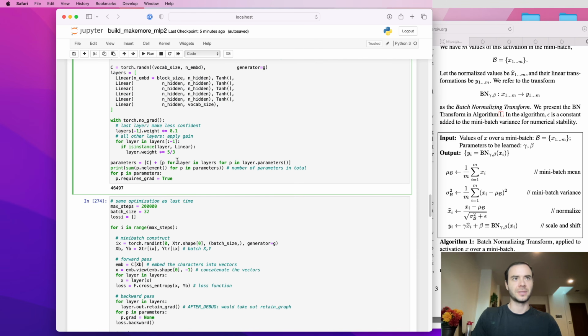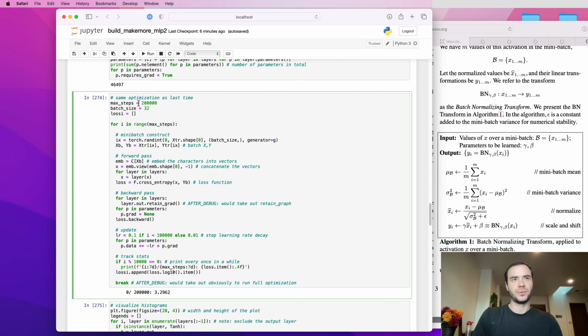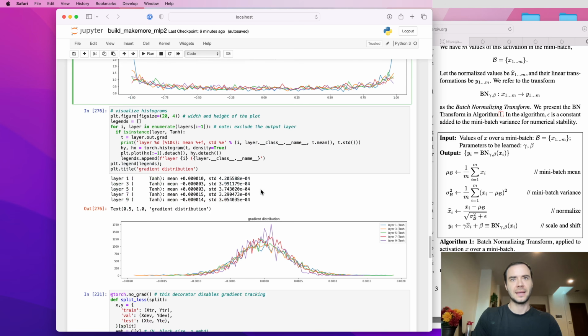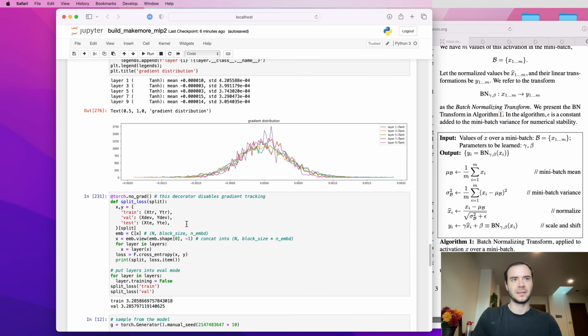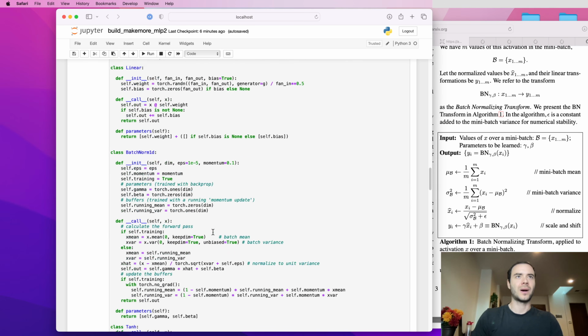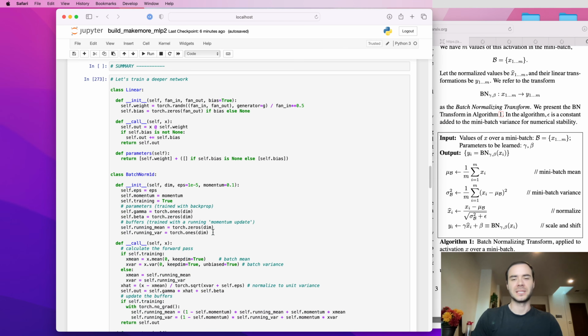So we'll create our neural net. Then we will do the optimization loop as we did before. And then one more thing that I want to do here is I want to look at the activation statistics both in the forward pass and in the backward pass. And then here we have the evaluation and sampling just like before. So let me rewind all the way up here and go a little bit slower.